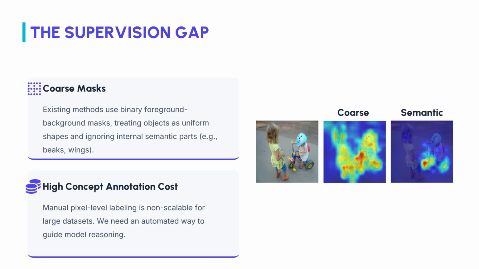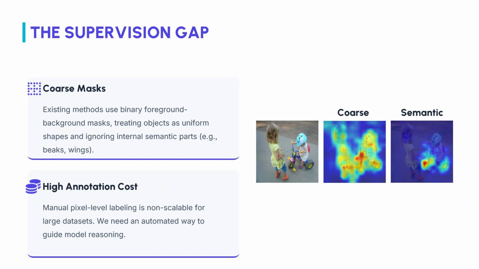Prior work addresses spurious correlations by guiding the model toward foreground regions using binary segmentation masks. But binary masks are fundamentally coarse. They treat the entire object as a uniform region with no notion of which parts are actually discriminative. Consider recognizing a bird. What separates a lorikeet from a sparrow isn't a silhouette. It's the beak shape and the wing patterns.